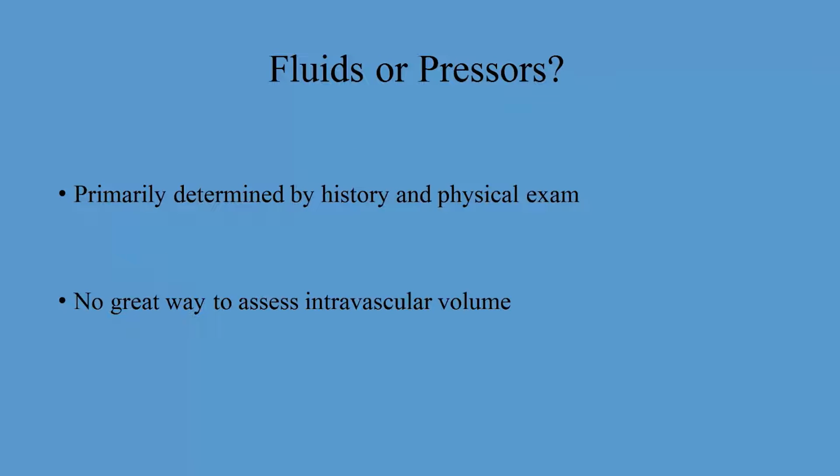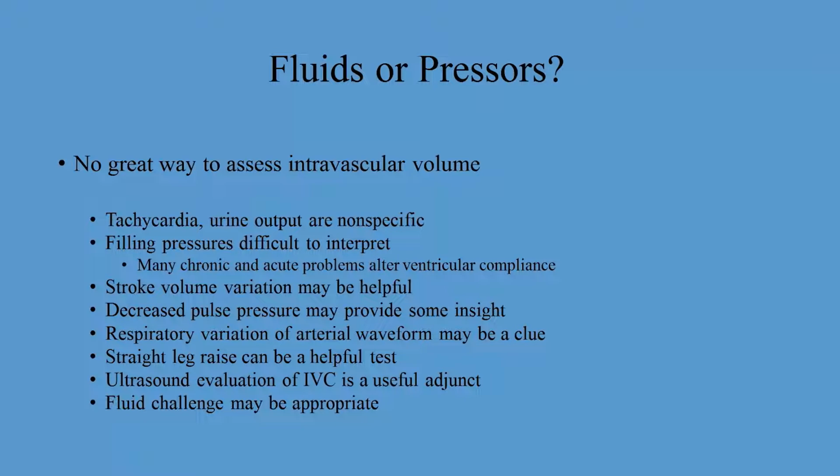So once again, getting back to, well, if so many of our patients could have a hypovolemic component and could have a distributive component, again, how do we tell the difference? Well, this is mainly by the history and the physical exam. Trying to figure out intravascular volume is a very difficult task, and there's no great way to assess intravascular volume. Things we look at, like tachycardia and urine output, might tell you something about intravascular volume, but they're pretty nonspecific.